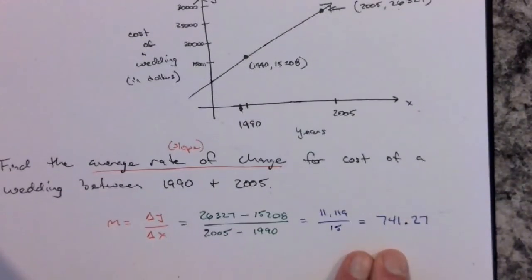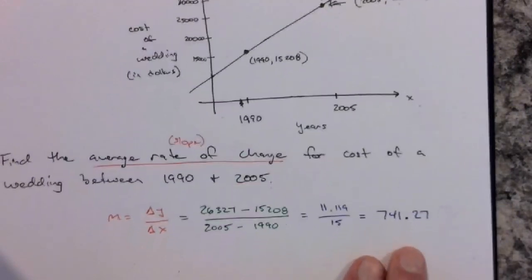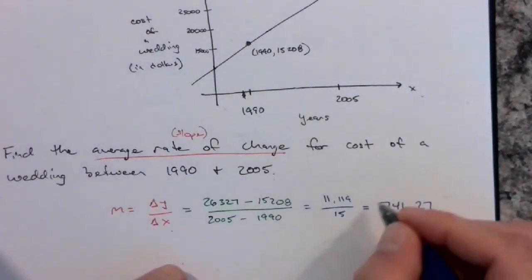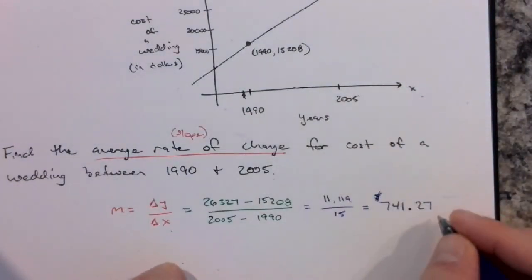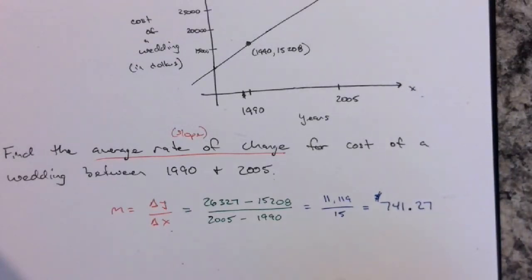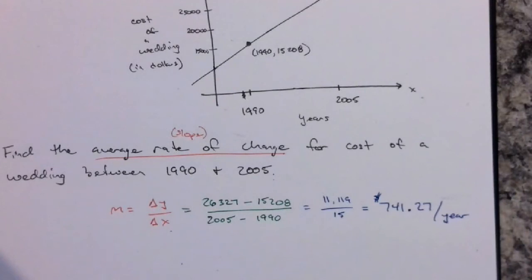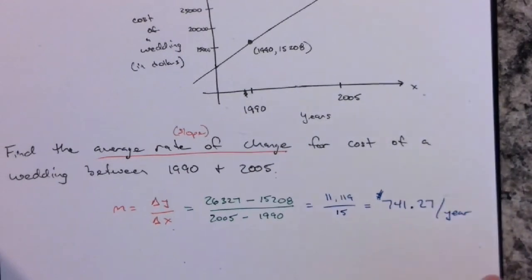And make sure you know the units. The units for slope are actually easier to figure out than you might think. It's always the units of y over the units of x, right? So whatever's in the numerator, change in y, well, that was in dollars, so this is dollars per what? Well, per x, which is dollars per year. You could write the word per there, or you could write it over years, right? Or you could write 741.27 and write the word dollars per year. Making sure you understand the units, though. So the units are dollars per year.